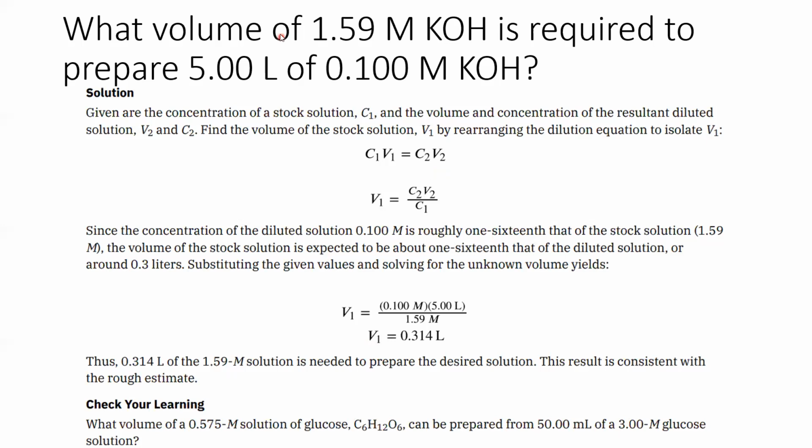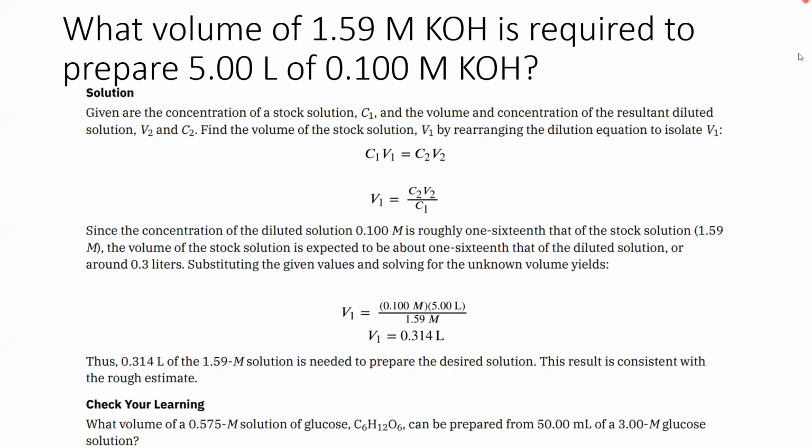And then again, thinking about if this one makes sense, 0.314 liters, we've got a higher concentration of that stock solution. So we're going to need a smaller amount than we'll have in the diluted solution overall. So 0.314 makes sense. And then again, we're diluting this one by a factor of almost 16. So it makes sense that the volume here is about 1/16 of the second volume.